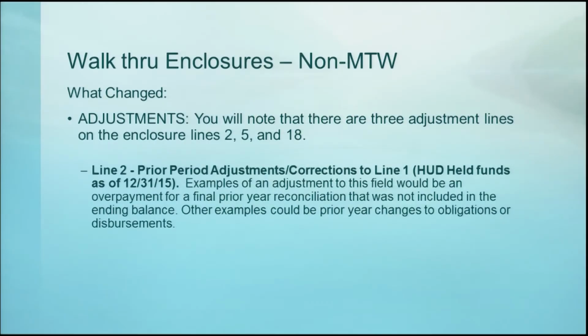What are the changes to the 2016 calendar year end reconciliation? 3 adjustment lines have changed on the enclosure. They are lines 2, 5, and 18. Line 2 is used for a prior period adjustment to held HUD funds as of 12/31/2015. This could be for an overpayment from prior year final reconciliation that did not include the final balance.